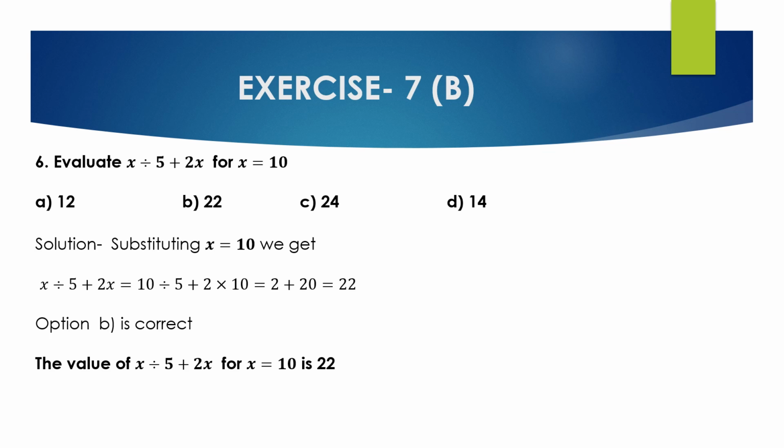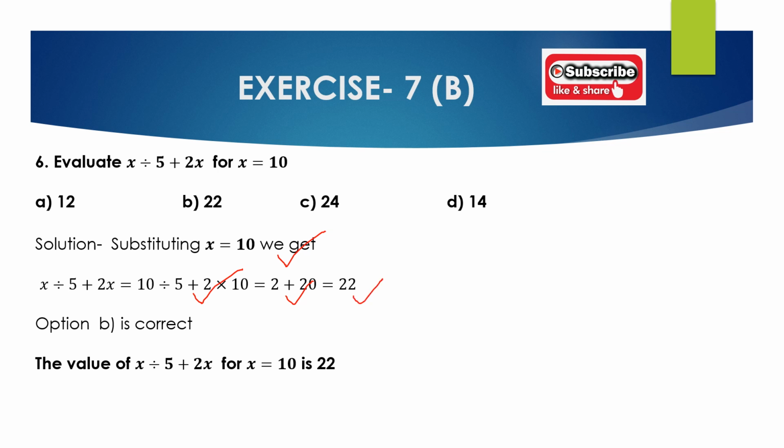We have to substitute the value of the variable x equal to 10 in the expression x divided by 5 plus 2x. We get x divided by 5 plus 2x equal to, x is 10, 10 divided by 5 plus 2 multiplied with 10. 10 divided by 5 is 2. 2 plus 2 multiplied with 10 is 20. 2 plus 20 is 22.